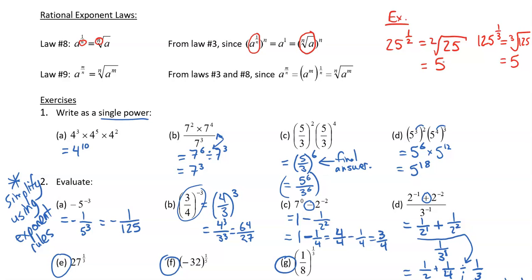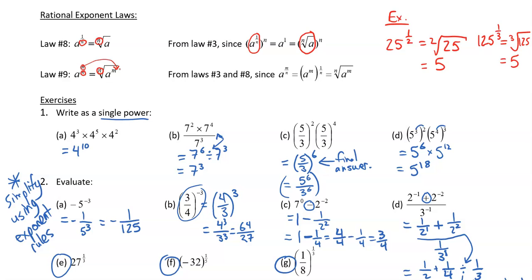Let's look at the one other rational exponent law. It's law number 9. It says that if I have a to the power of m over n, so some fraction, not 1 over something, but a number other than 1 over another number other than 1, then just like I did before, whatever's in the denominator I write out in front of the radical, and whatever is in the top I'm going to write inside the radical.